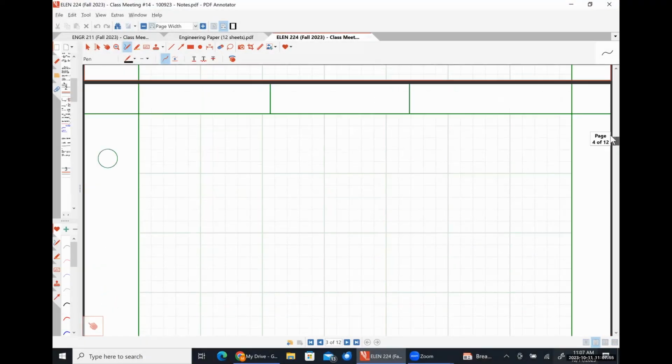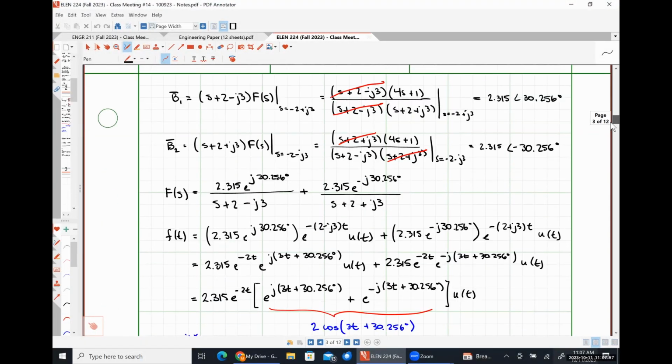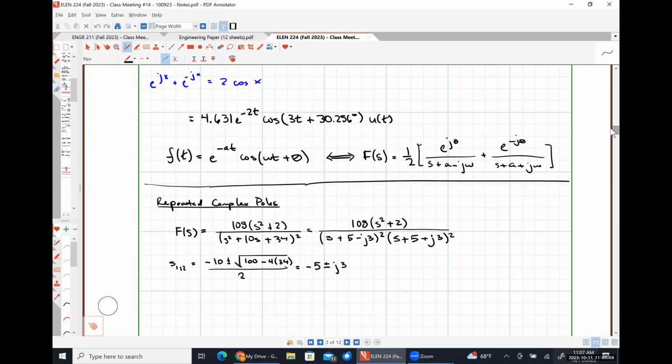What we were doing, let's scroll too far, is starting to work on this problem where we had repeated complex poles.